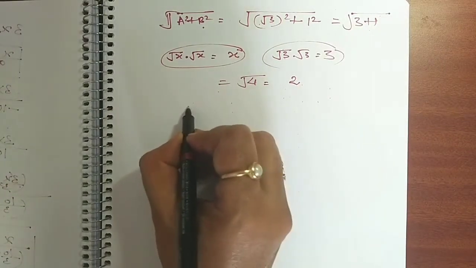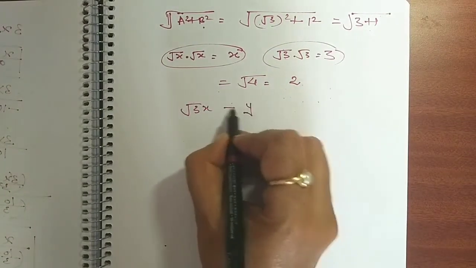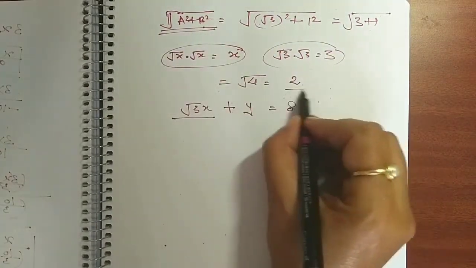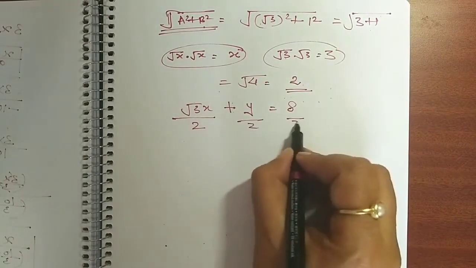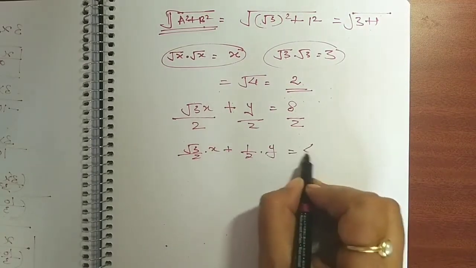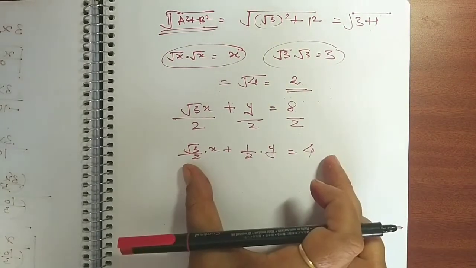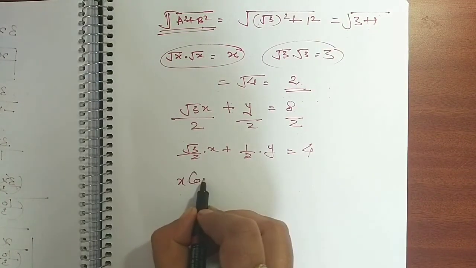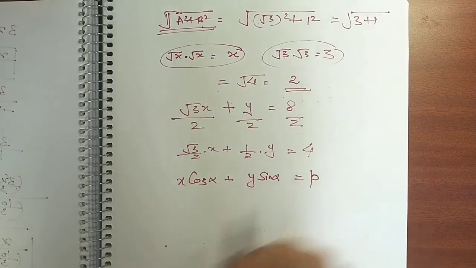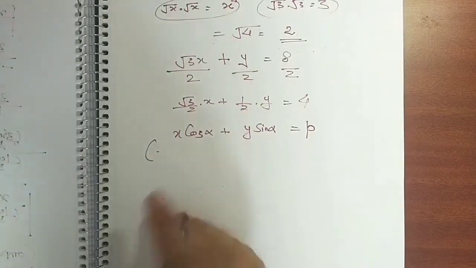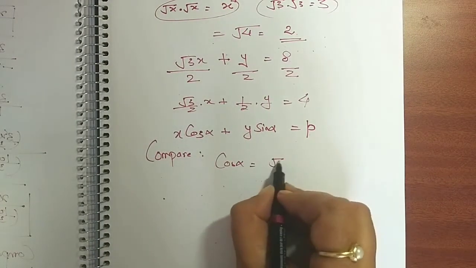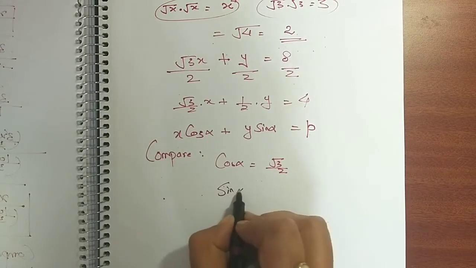So let me write my equation again: root 3x plus y is equal to 8. I am supposed to divide by this everywhere, which is nothing but 2. So I am getting root 3 by 2 x plus 1 by 2 y is equal to 4. This is my equation. Now I am supposed to compare it with x cos alpha plus y sin alpha is p. So let me compare. What am I getting? Isn't it cos alpha is root 3 by 2? Isn't it sin alpha is 1 by 2?